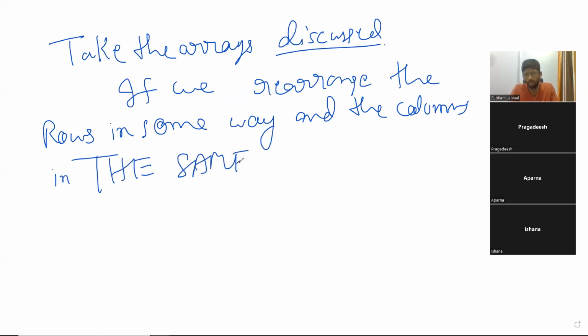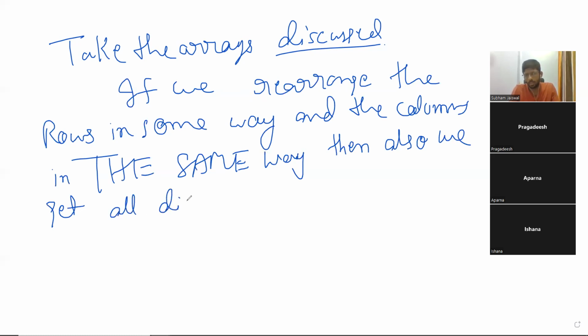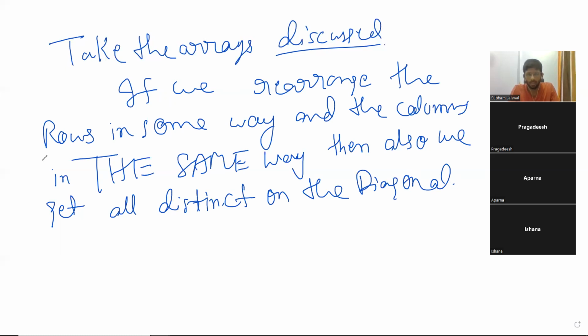I'll give an example of what I mean. You can understand a little bit maybe. In the same way, then also we get all distinct on the diagram. And if you do this, you will see it's pretty underwhelming. But I've given it for some other reason, which will be useful later.